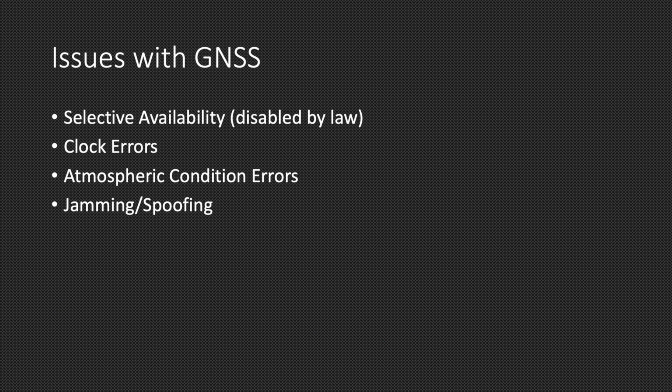When we think of global navigation satellite systems, there are some issues we have to consider. The first concern is something known as selective availability. In the United States, selective availability is disabled by law. However, in the past, governments and military organizations could use selective availability to reduce the accuracy or to provide false information through a global navigation satellite system.